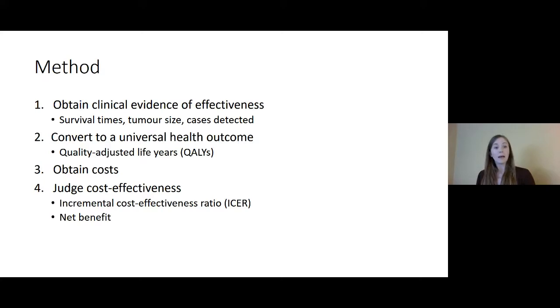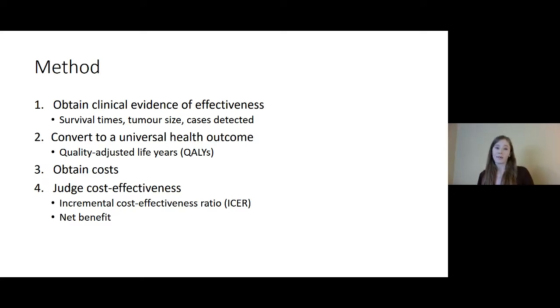So the standard method that you're going to see in a cost effectiveness study is that the health economist first has to try and obtain your clinical evidence of effectiveness for a certain treatment. So this is your standard outcomes that you might see from a trial or a systematic review or anything like that. Normal science spits out a measure of effectiveness, and that measure might be a survival time. In cancer, it might be a tumour size. In diagnostics, it might be the number of cases that you've detected, something like that.